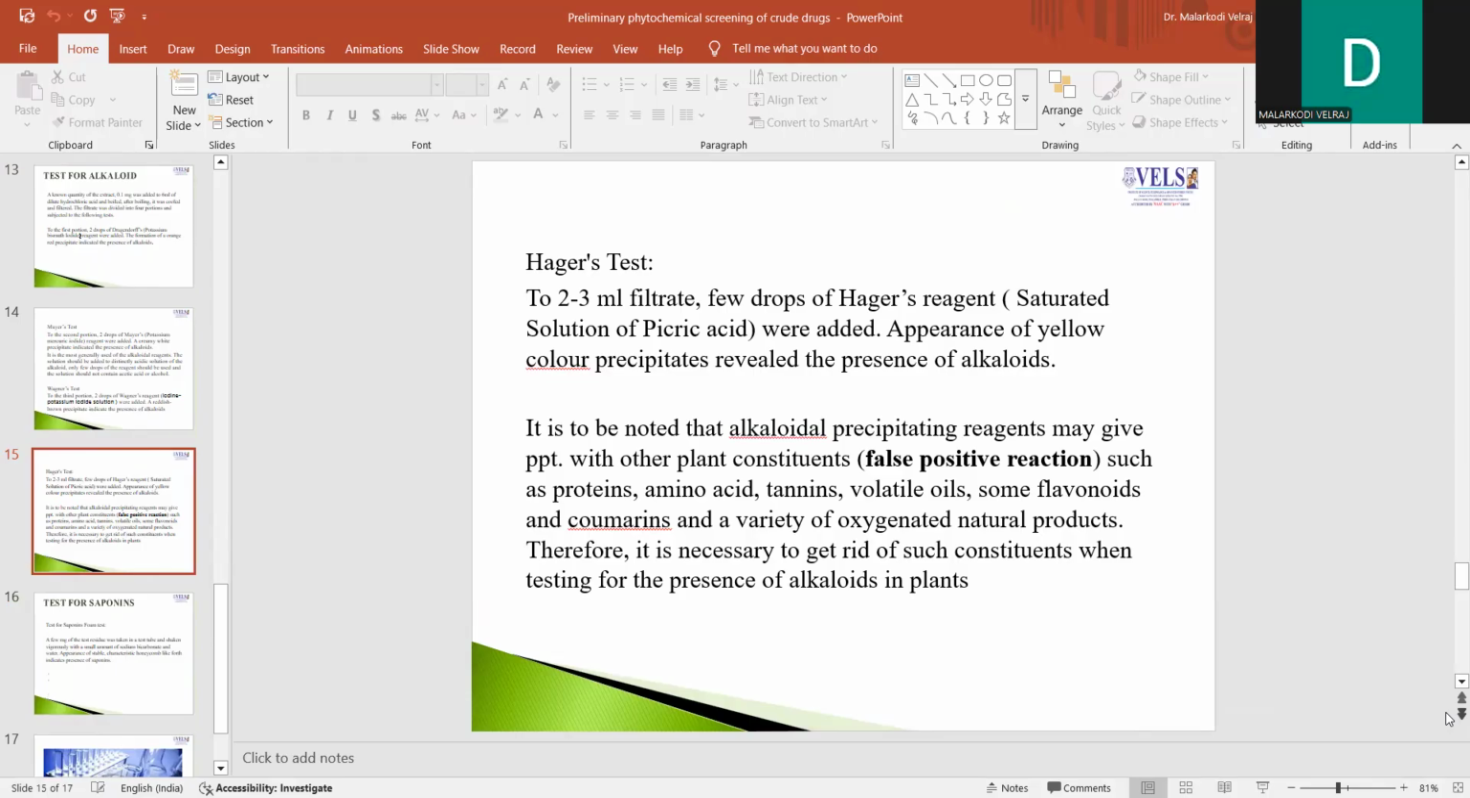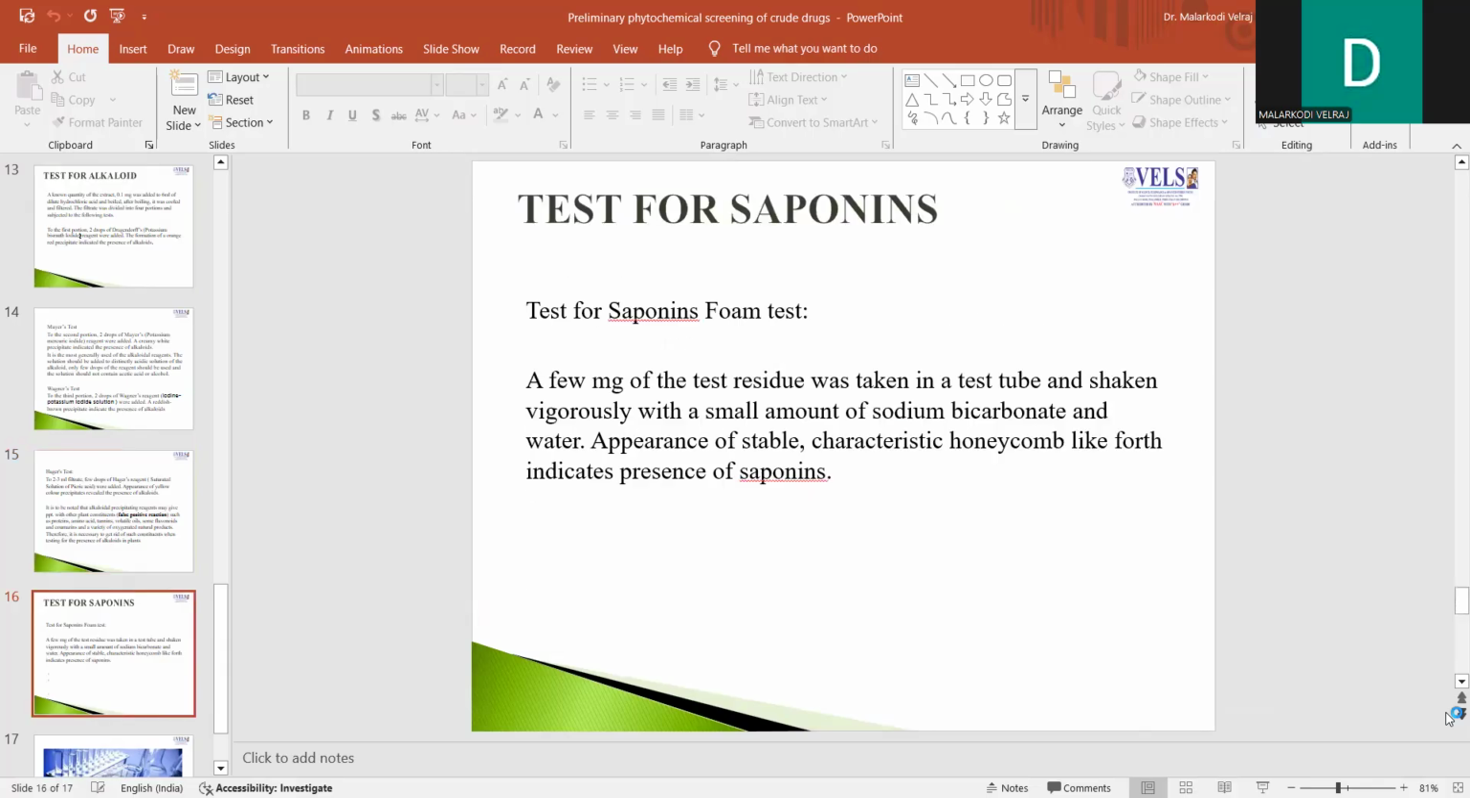It can be noted that alkaloid precipitating reagents may give a precipitate with other plant constituents. They also give false positive reactions with proteins, amino acids, tannins, volatile oils, and some flavonoids and coumarins, which are all nothing but oxygenated natural products. Therefore, it is necessary to get rid of such constituents when testing for the presence of alkaloids in plants.